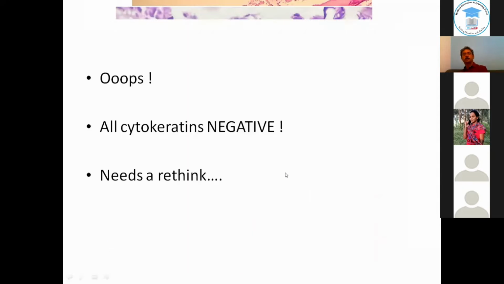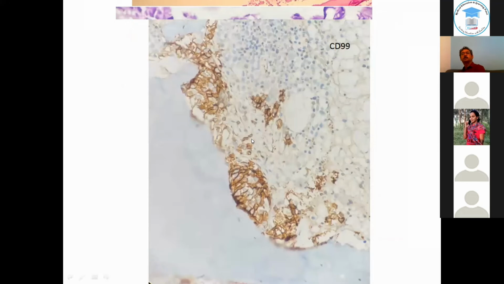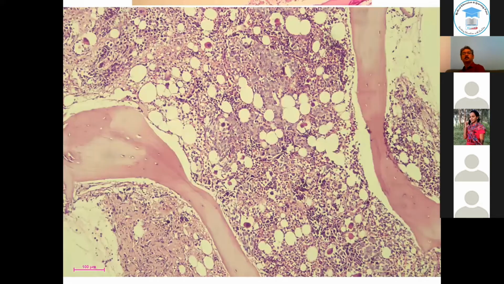And so they had a rethink and they discussed it with the clinician and then did a NKX2.2, which is strongly positive, and a CD99, which is positive, strongly positive again. And this was a case of Ewing sarcoma. And of course, there is the question, in a 17-year-old boy, you wouldn't expect a metastatic carcinoma.